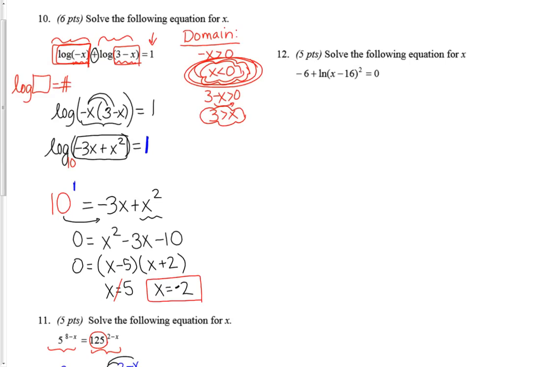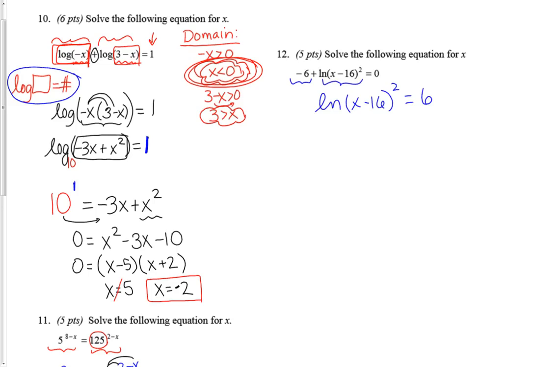All right, number 12 on the no calculator part. I look at this, it's a log equation, and I have a number that's not in the log and stuff that's in a log. When that happens, just like over here in number 10, I'm going to try to condense into the form where I have the log of something equals a number. So I am going to move that 6 over to the right side and get it by itself.